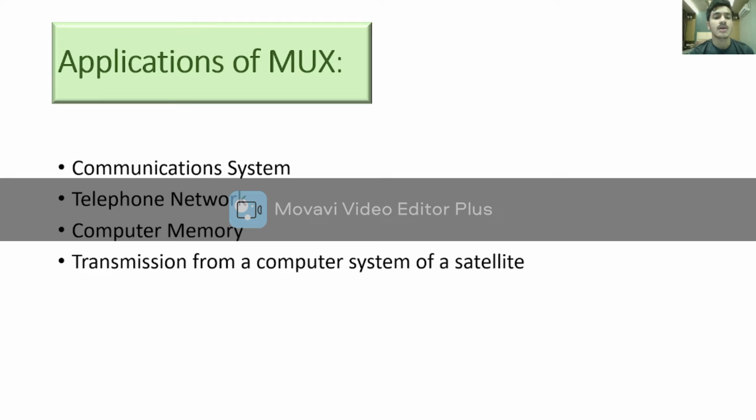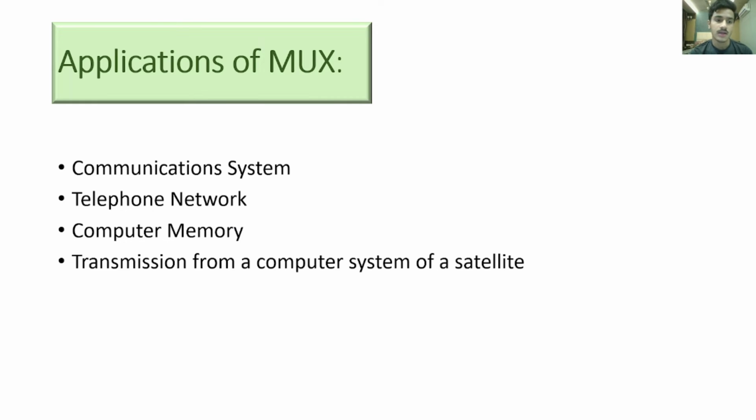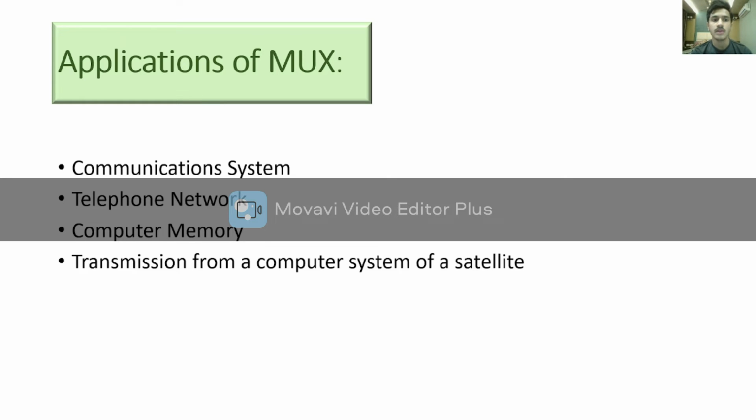Applications: communication system, telephone network, computer memory, transmission from a computer system to a satellite. Here, the main application is the communication system, which I'm going to discuss in the next slides. Telephone network also uses a multiplexer system.